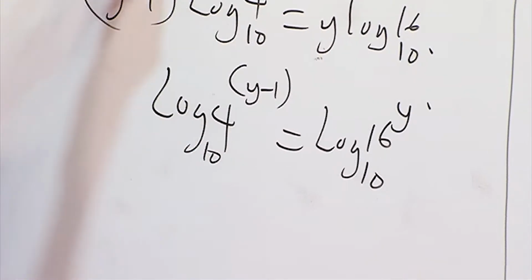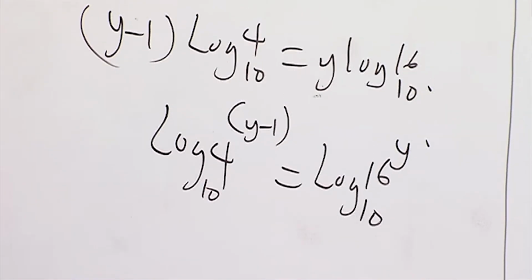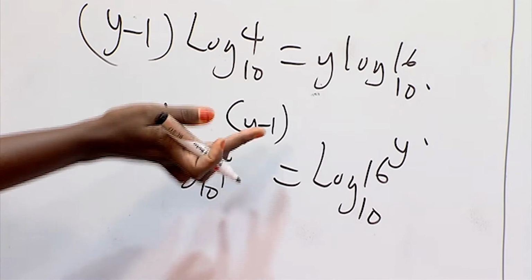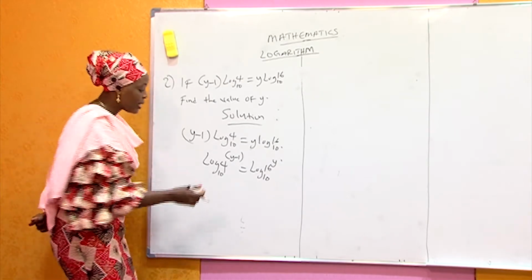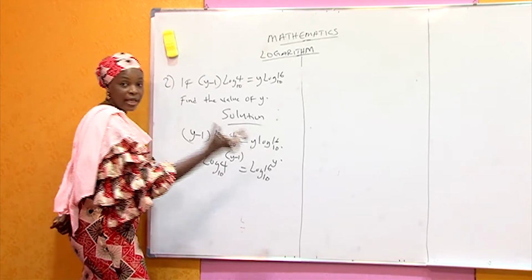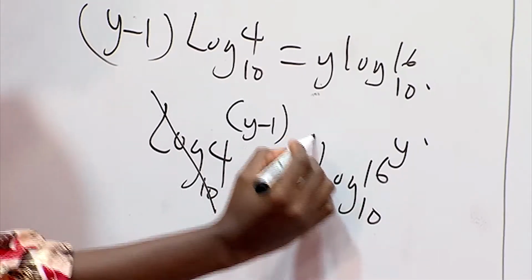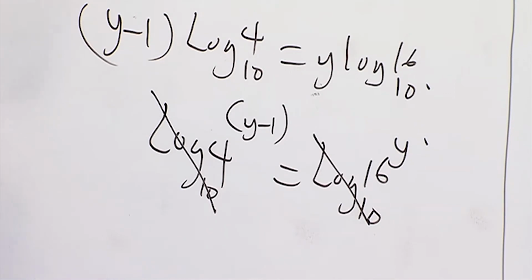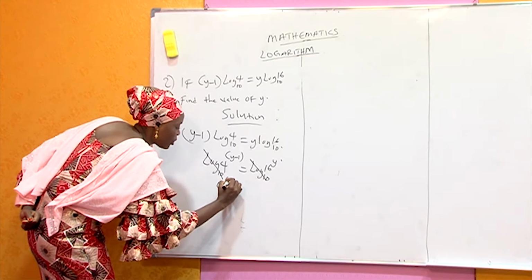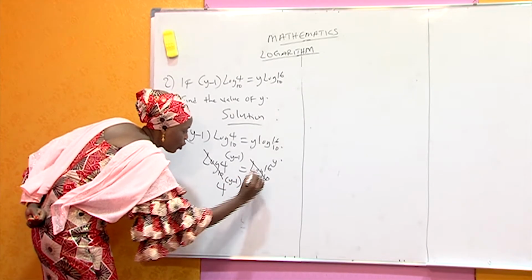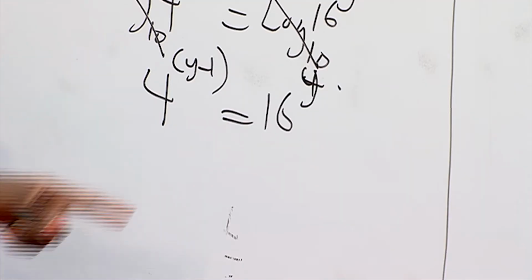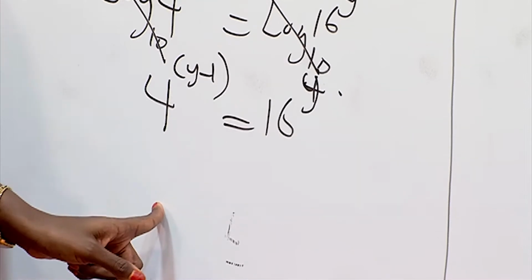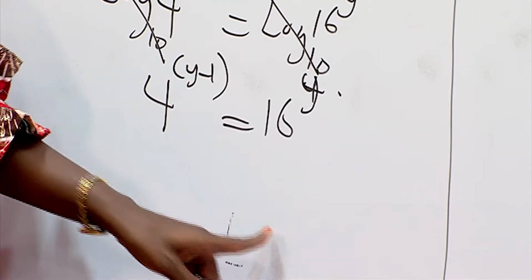This is the same thing as this, because if you apply the power law rule, the power is brought down to multiply the log. So from here, we know that this log 10 and this log 10 are the same, so we can cancel them out. When you cancel out, we have 4 raised to the power y minus 1 equals 16 raised to the power of y. Now, how can we make the 4 and the 16 to be in the same base?